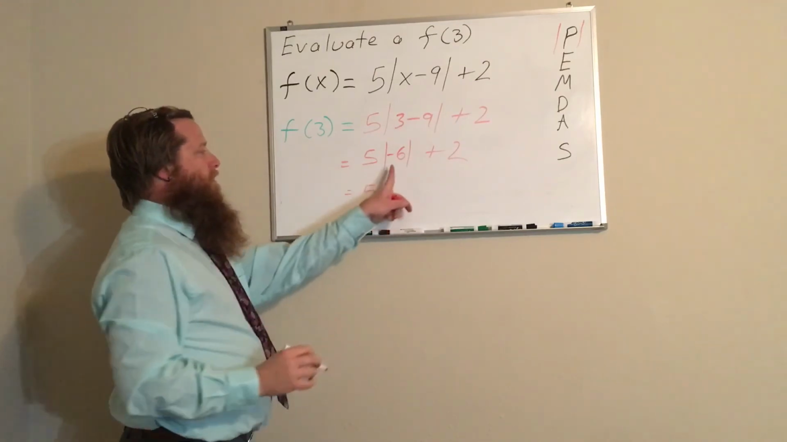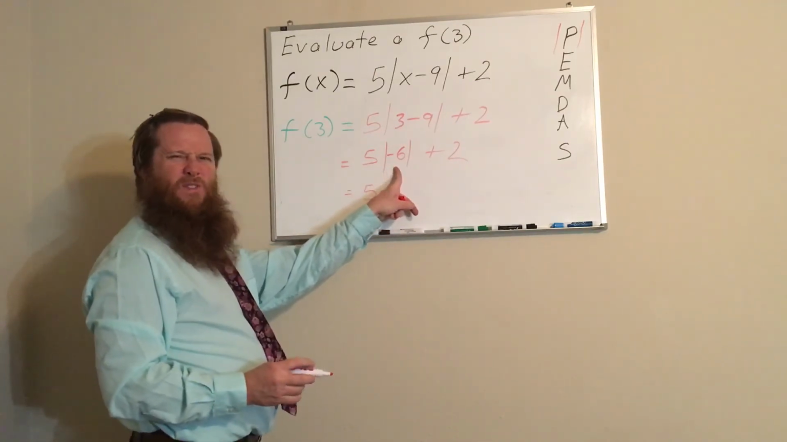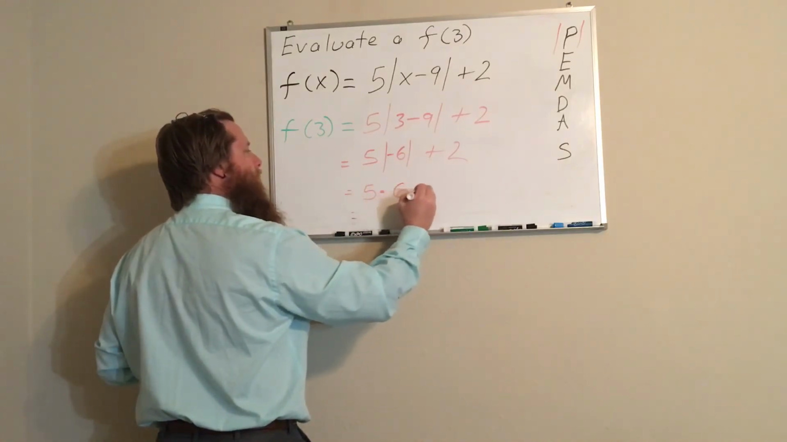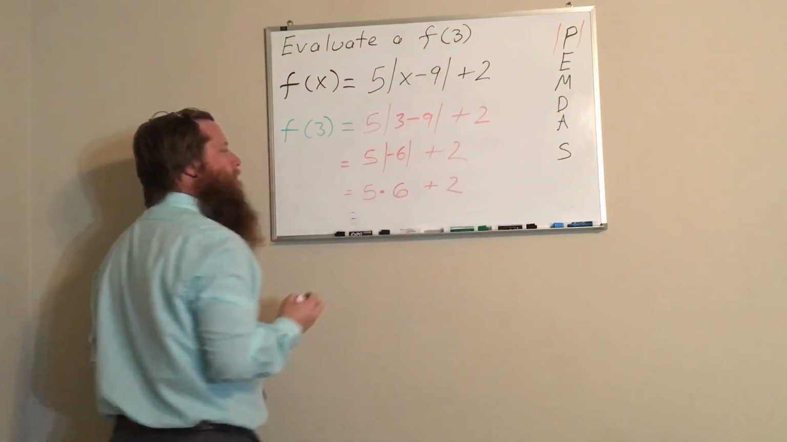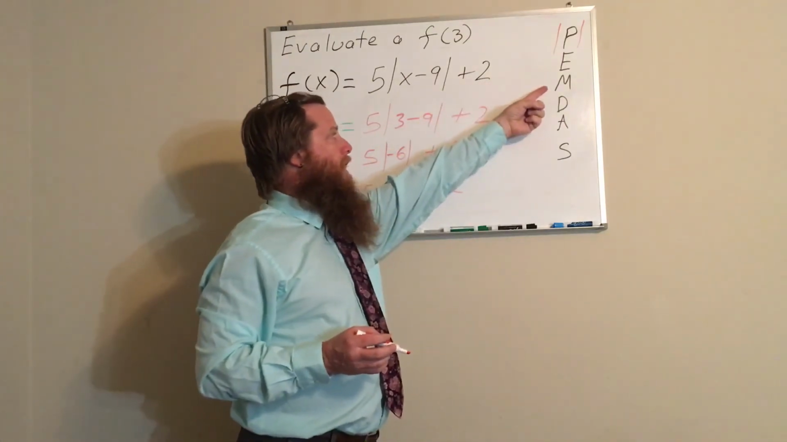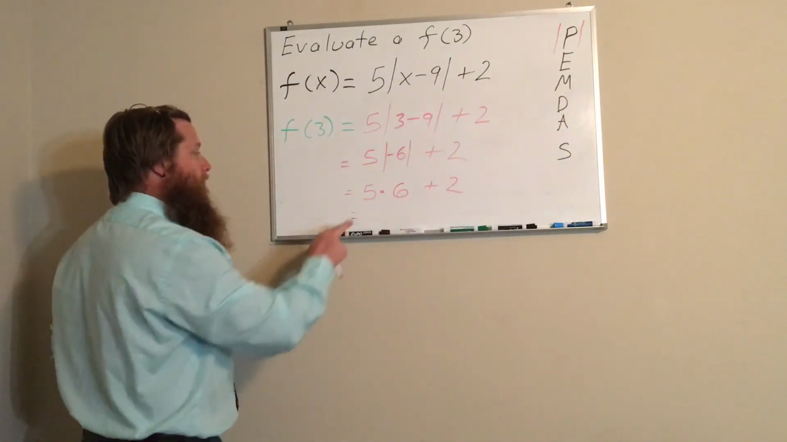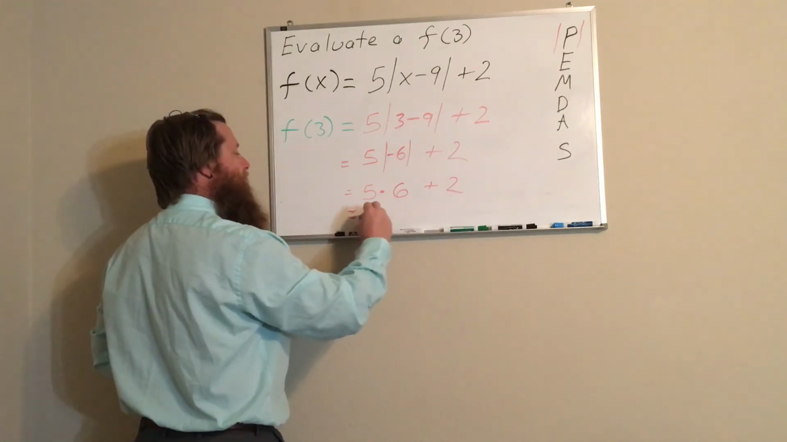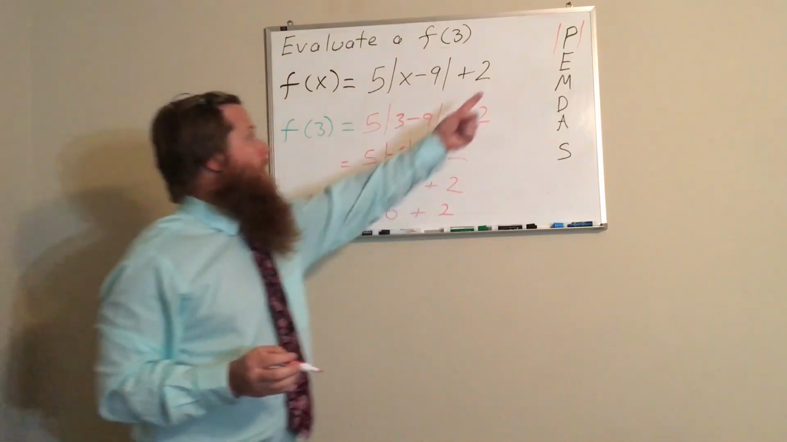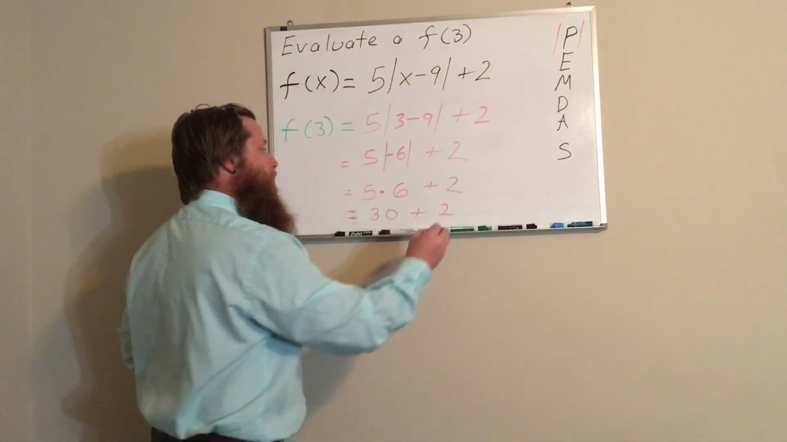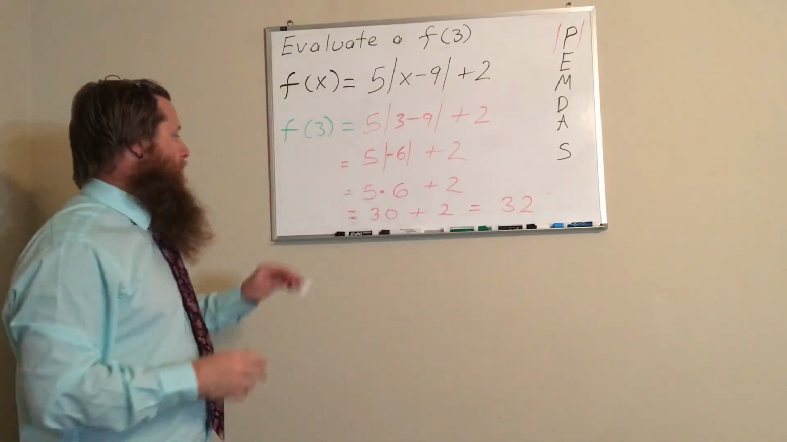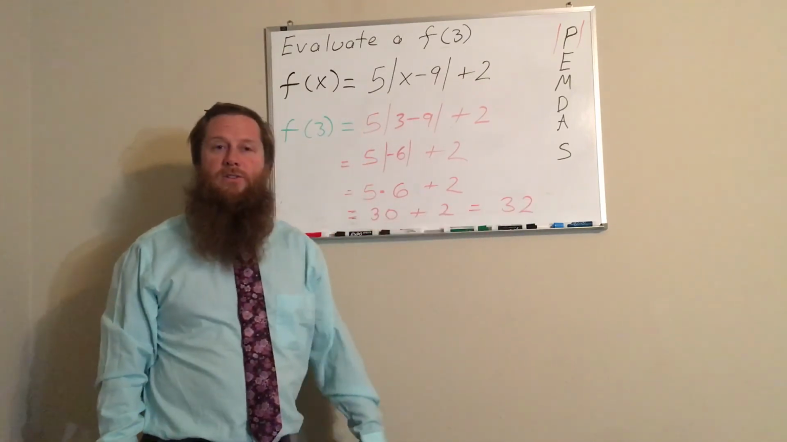5 times the absolute value of negative 6, the absolute value of negative 6 is positive 6. Now again, according to PEMDAS, we move down and we're going to use our multiplication. 5 times 6 is 30 plus 2. And we move down to addition. 30 plus 2 is 32. So our final answer is 32.